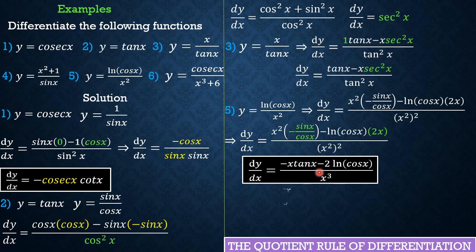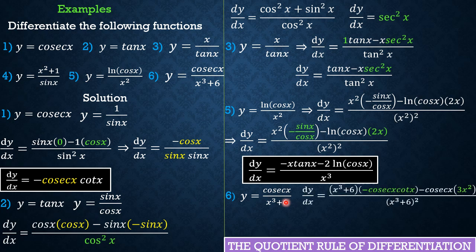Let's look at question 6. Great. That's question 6. We have y equal to cosec x over x cubed plus 6. Great. All right, friends, let's go ahead. dy by dx gives us, now friends, let's be careful. Bottom constant, the bottom is what? x cubed plus 6, right?